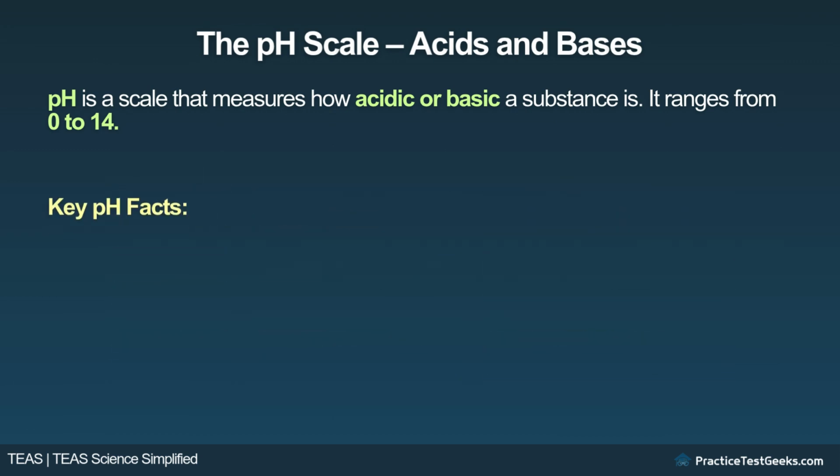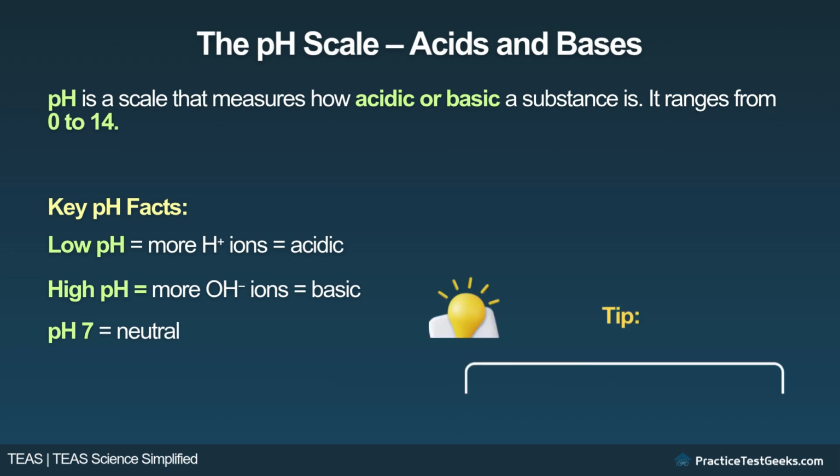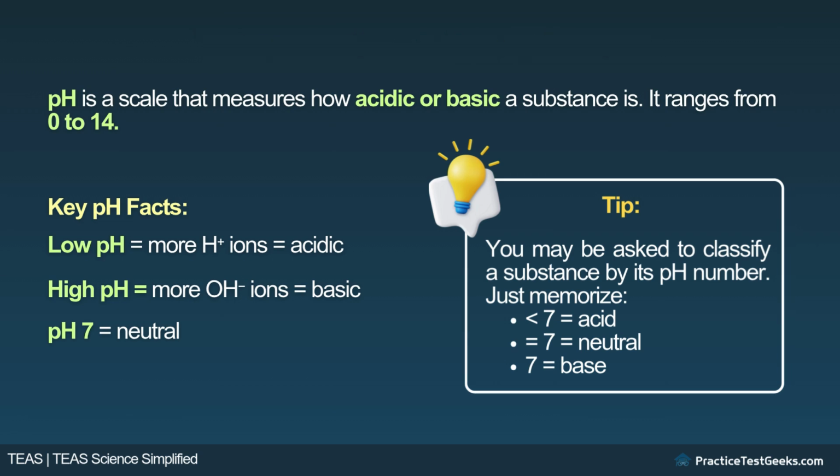Here's what you need to remember. Low pH means more H+ ions. That's acidic. High pH means more OH- ions. That's basic. And exactly 7 means the substance is neutral. TEAS tip: if you're given a number, just match it. Below 7 equals acid, 7 equals neutral, above 7 equals base.